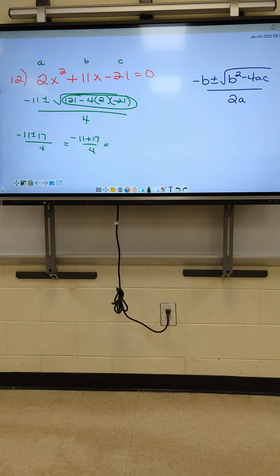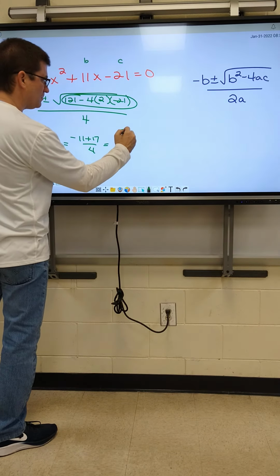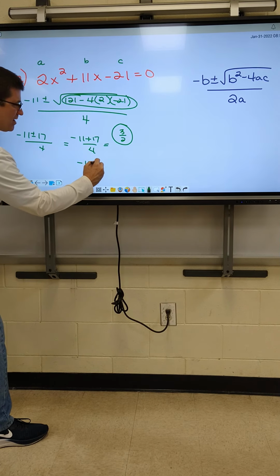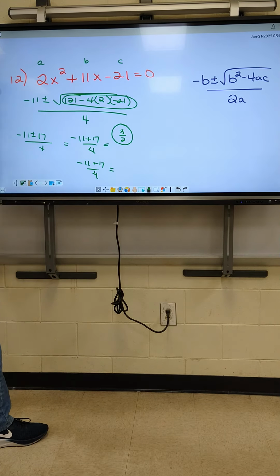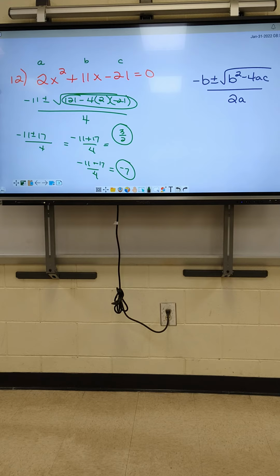Punch that in, RJ. Hit your fraction button. Negative 11 plus 17 on top, over 4. All right, so what's the first answer? It's going to be a fraction. Yep, it is going to be a fraction. So what's the first answer? 3 over 2? Yeah. All right, so if we find the first answer by using the plus sign, then to find the second answer, you got to use a minus sign. It'll be negative 11 minus 17 over 4. All right, punch that one in. See what you get. What'd y'all get? Negative 7? All right. So that's how you do a quadratic formula when you can go all the way out with it and find both answers.